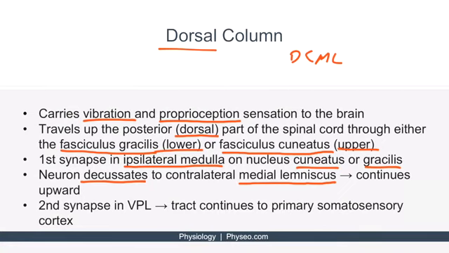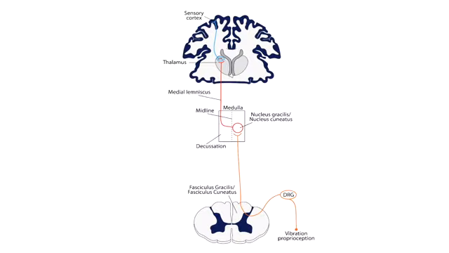Then there is a second synapse between the second and third neurons in this pathway, and that occurs in the VPL, or ventral posterior lateral nucleus of the thalamus. Then the tract continues to the primary somatosensory cortex. So let's draw this out. So this is figure 8.13 from your text, which outlines the pathway for the dorsal column.